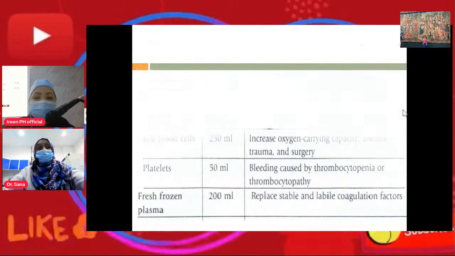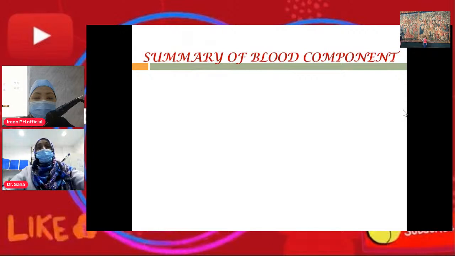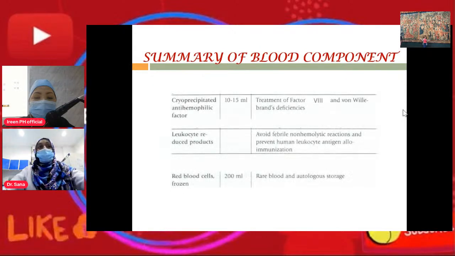Next, summary of blood components. Cryoprecipitate: antihemophilic factor, treatment of factor 8 and von Willebrand deficiencies. Factor 8 is very important for hemophilia. Leukocyte reduced product: avoid febrile non-hemolytic reaction and prevent human leukocyte antigen alloimmunization. Red blood cell frozen: rare blood and autologous storage.